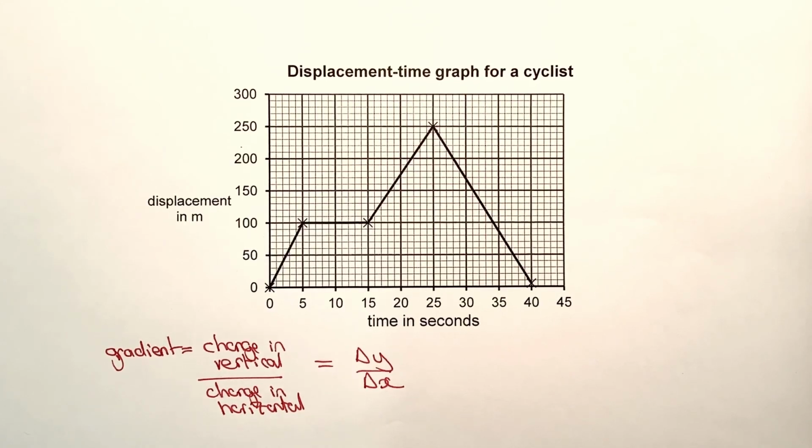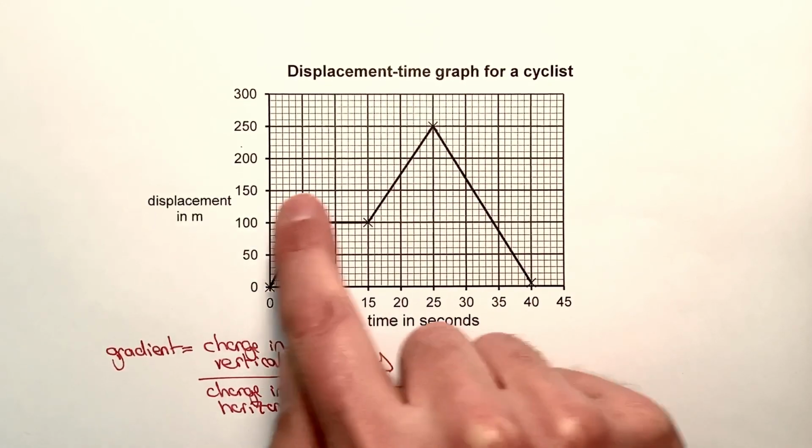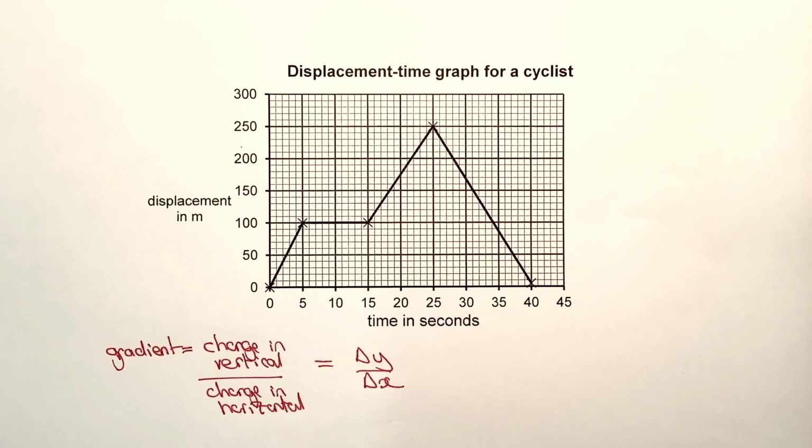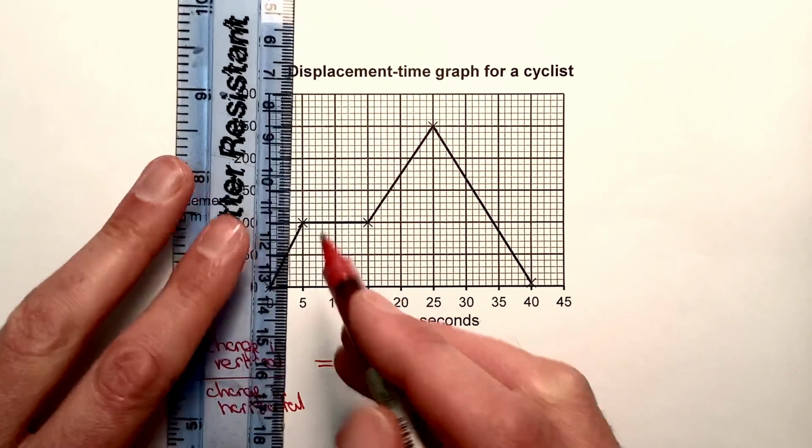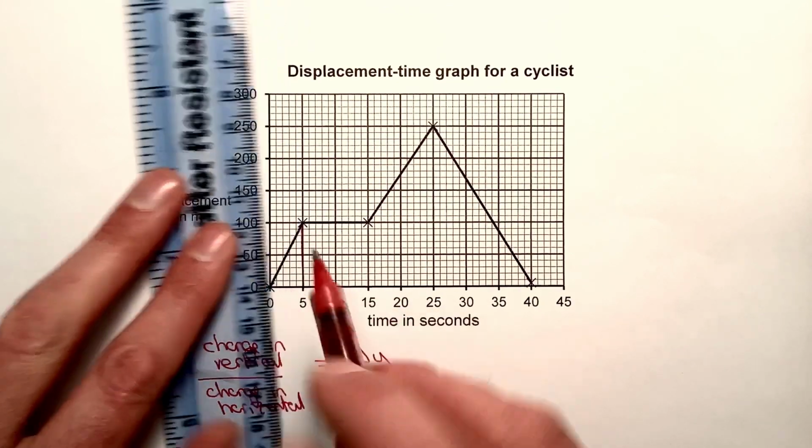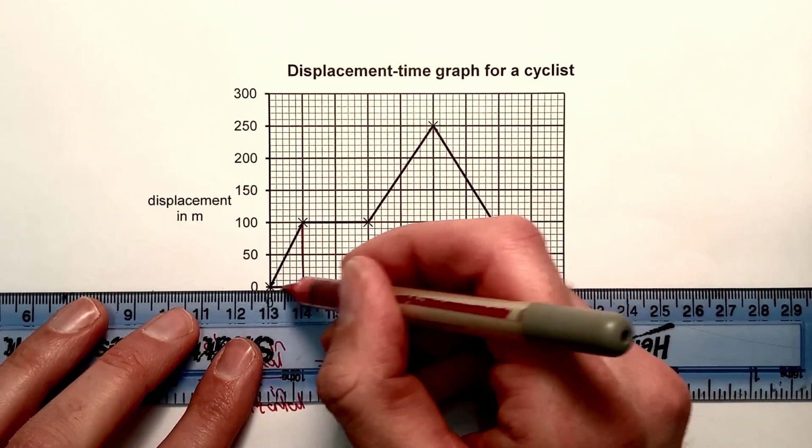In the next part of the video, we're going to look at finding the gradient of this first 5 seconds of this displacement time graph. So as before, we're going to do the change in the vertical divided by the change in horizontal, which can be written as change in y divided by the change in x. So I'm going to draw in my triangle again for this part, which helps me see.